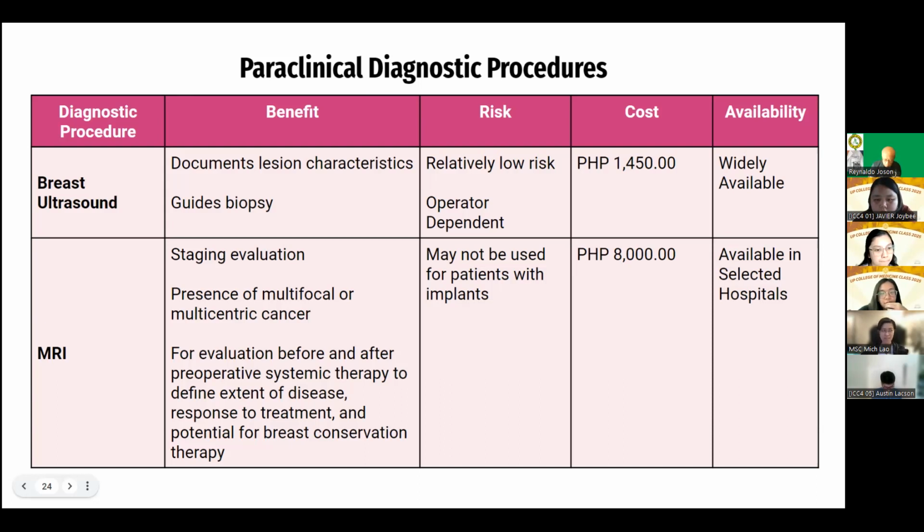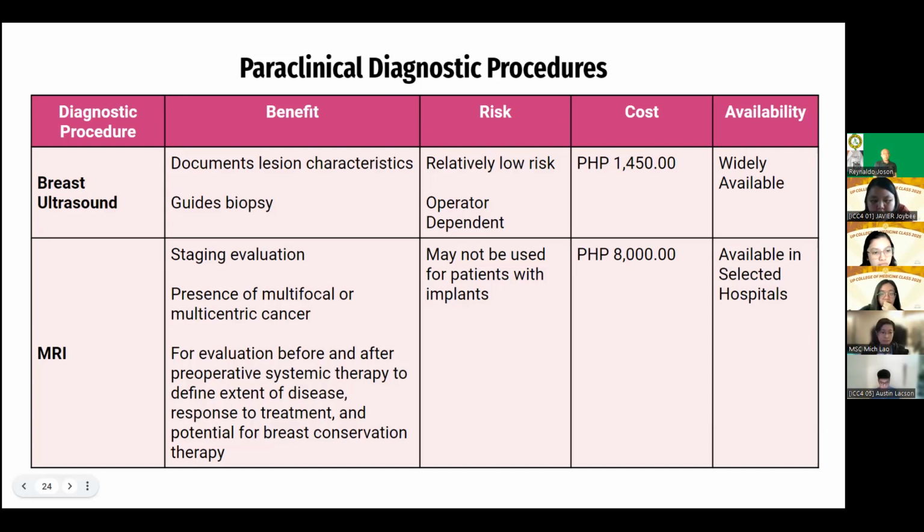reconstruction therapy po. So the risk is, since it's an MRI, it's magnetic, it may not be able to be used for patients with implants, especially metallic implants. Another downside of it is the cost. MRIs here are quite expensive. In some government hospitals, we've seen that they average around 8,000 pesos, and they are available not in all hospitals, so in selected hospitals only.